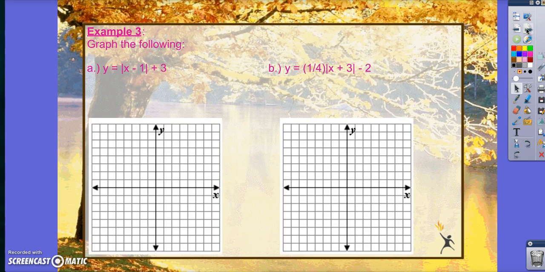So we're going to take a look at graphing. We talked about the characteristics of what happens with an absolute value graph, right? And how to write the equation from the graph. Well, now we're going to do the opposite, actually write or draw the graph.